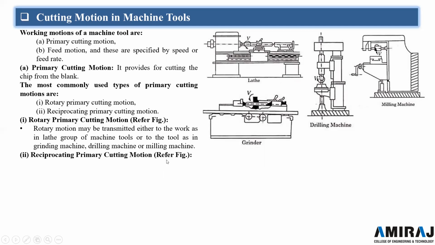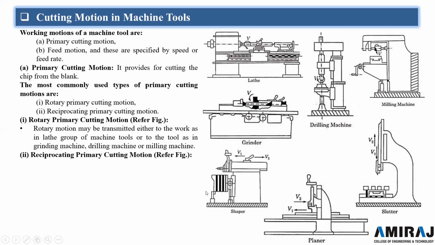Then there is the reciprocating primary cutting motion. For reciprocating, this is the shaper machine, this is the planer machine, and this is the slotter machine. Here you can create slots in the workpiece. In the planer, the table will be reciprocating with V1, the forward stroke velocity, and V2, the return stroke velocity. Same here, V1 the forward stroke and V2 the return stroke. Here the tool remains stationary. In the planer machine, the tool will be stationary while the platform will be traveling.